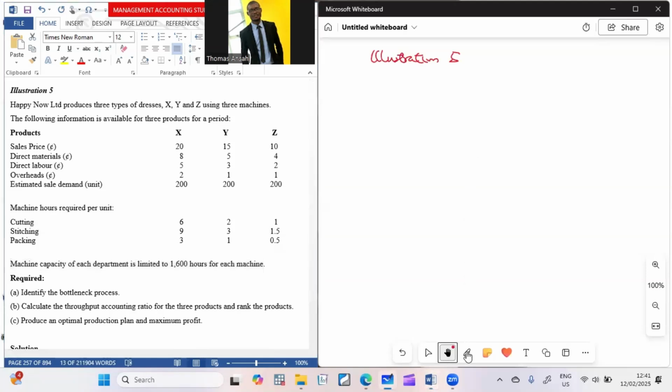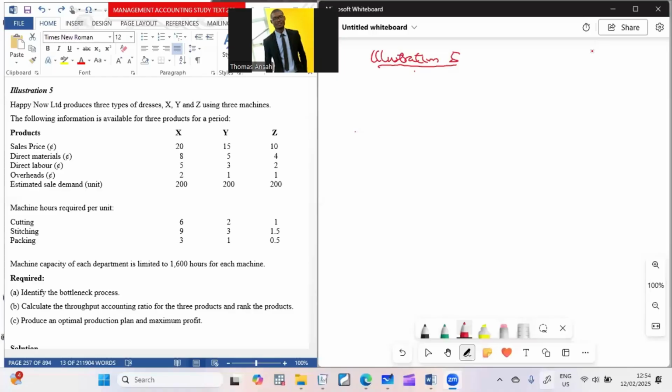Oh my goodness, this pen. So you will have to set up to find out the bottleneck. It says identify the bottleneck process. We know that the bottleneck is the limiting factor. Unfortunately, this pen is not working right. Let me see. So we need to find the bottleneck.